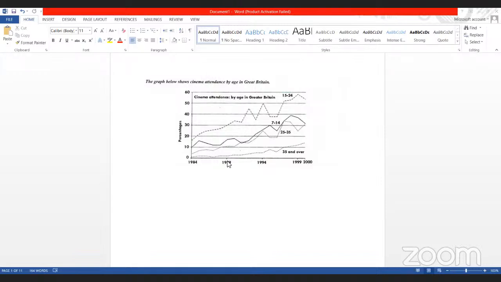The graph below shows the cinema attendance by age in Great Britain, right? You need to talk about 4 cases. So what I'm going to do is start talking about the general cases.